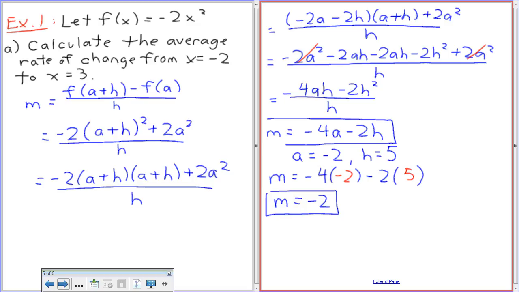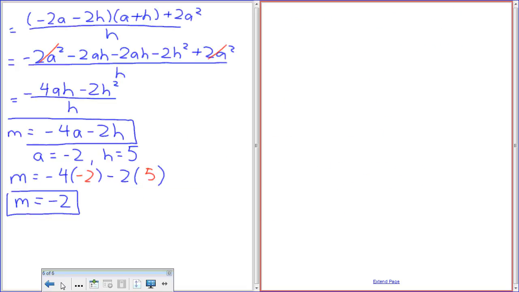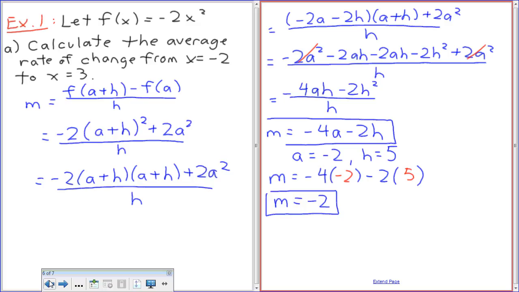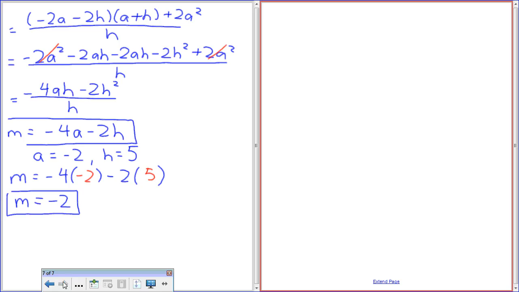Are we sort of feeling good, most people? These look familiar to you from the last class, okay, good then. All right, ready for the next one? Next one's going to say find the instantaneous rate of change. B says find the instantaneous rate of change.